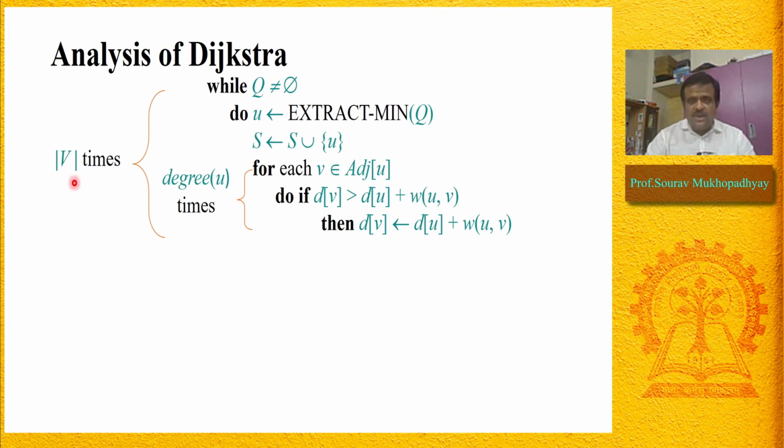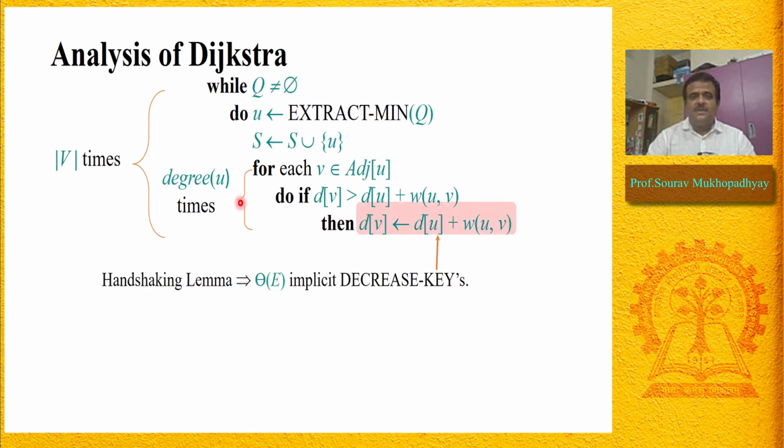So, v times we are doing extract min, and this is the decrease key operation, the relaxation. How many times are we doing the decrease key operation? We are doing the summation of degree of u, where the sum is over u belonging to V. From the handshaking lemma, that is order of e. So, order of e times we are doing decrease key. So, the total time complexity is v times the time to take extract min, plus e times the time for decrease key.